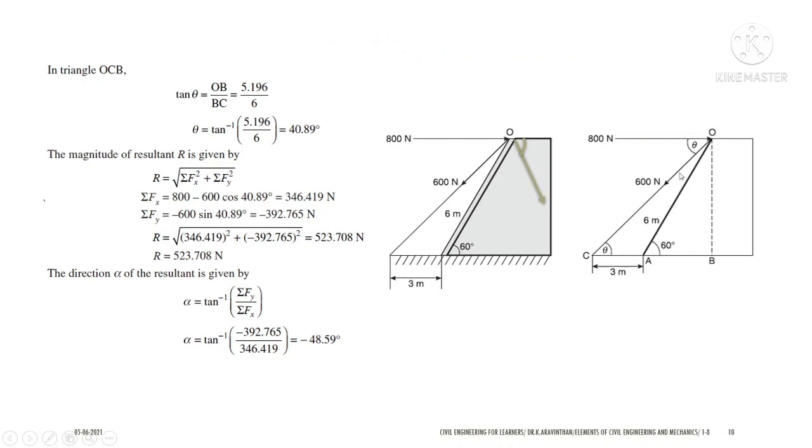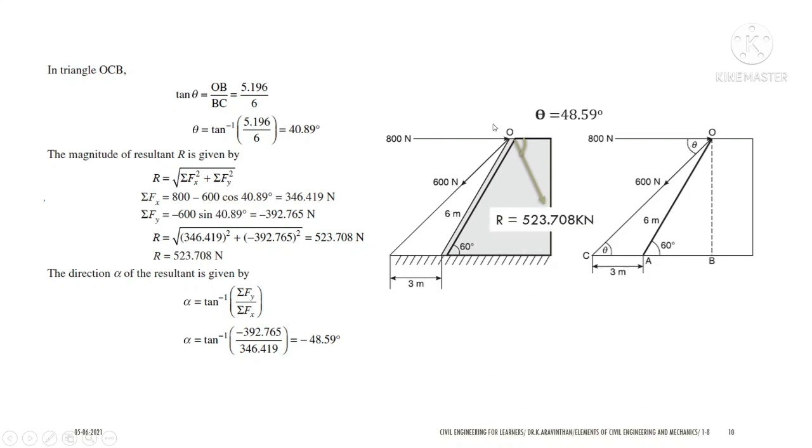Yes. Let us take this greater triangle, that is O, C and B. So now you have to find this theta, but you know the total distance, that is CB is 6 meter and BC is 5.196 meter. Now if you apply tan theta, that is opposite by adjacent, so opposite side is 5.196 and adjacent is 6 meter. You can find the theta here. If you divide this and take tan inverse, you will be getting theta as 40.89 degree. And if you know this theta here, you can take the same theta as this angle.